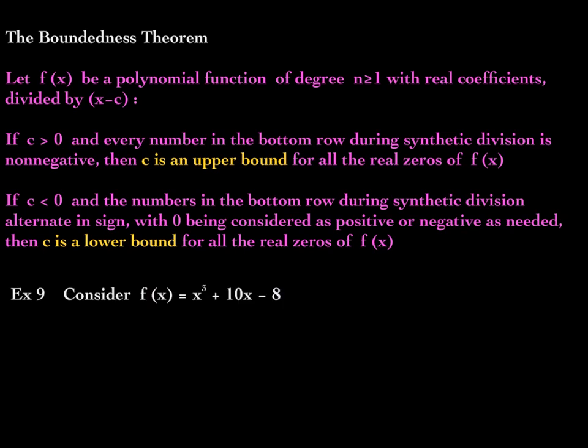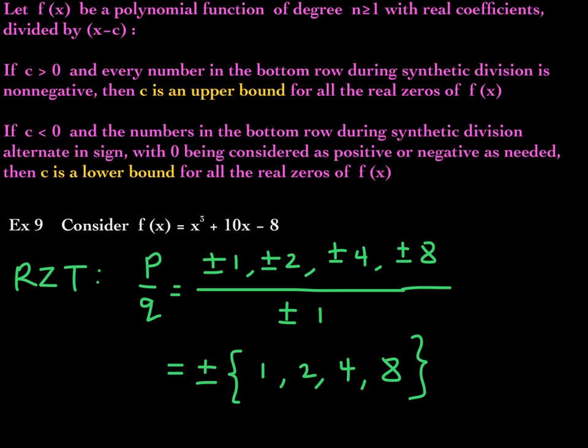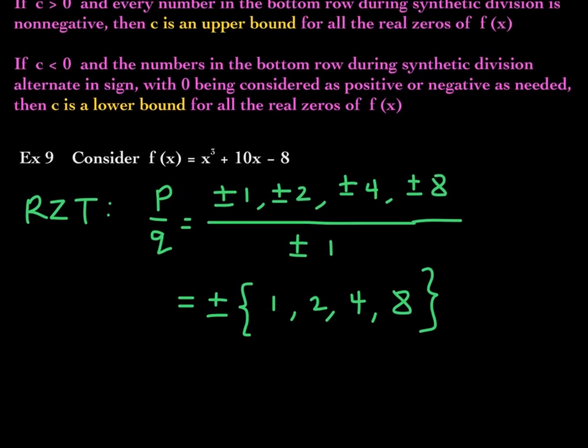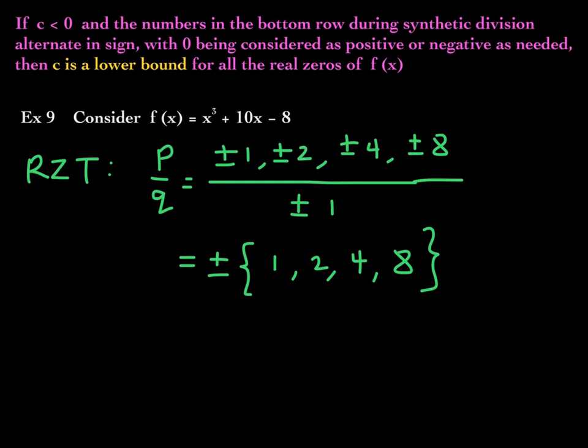Okay, in example 9, we have this function, a cubic polynomial function. Let us use the Rational Zeros Theorem to get a list going of your possible rational zeros. Okay, RZT, the Rational Zeros Theorem, gives us 1, 2, 3, 4 times 2. It gives us 8 possible rational zeros. Now let's start using synthetic division and checking if any of these are actual zeros for the function. Let's start with the number 1.